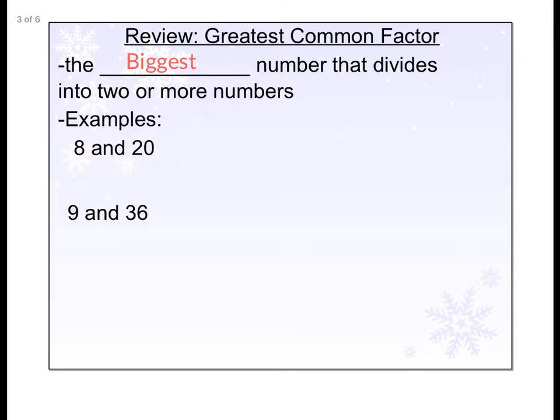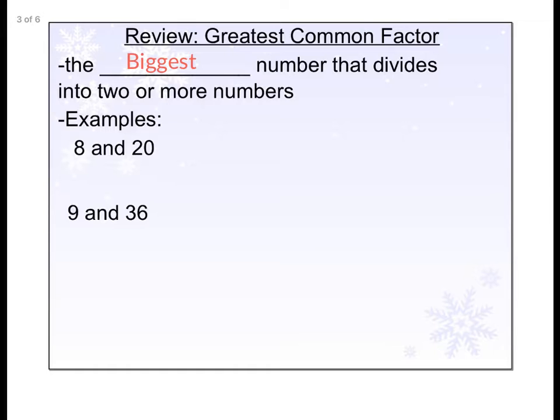Okay, one other thing we need to review is how to find our greatest common factor. The greatest common factor is the biggest number that can divide into 2 or more numbers. So when I look at 8 and 20, for example, what I'm asking is, what's the biggest number that can go into 8 and 20?